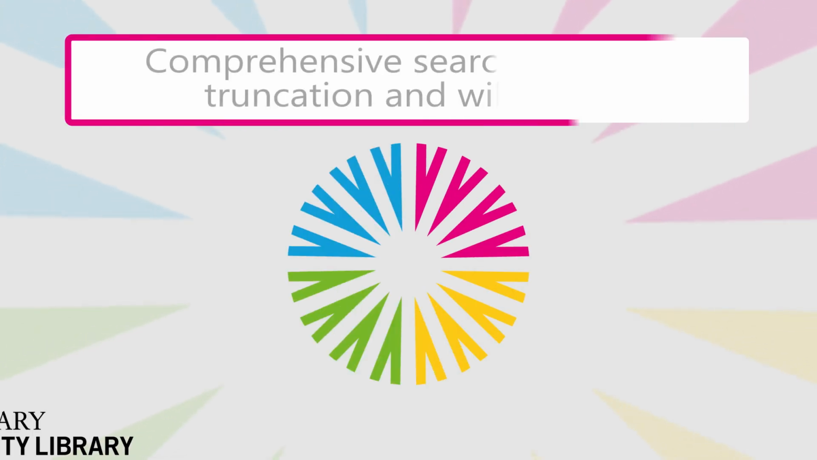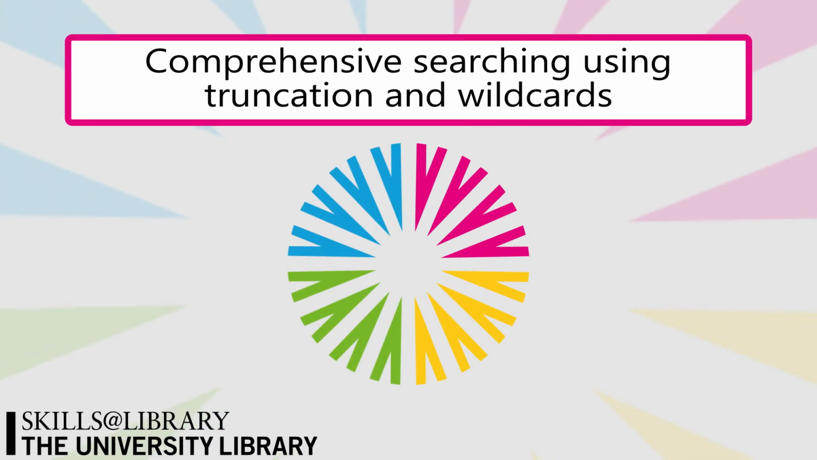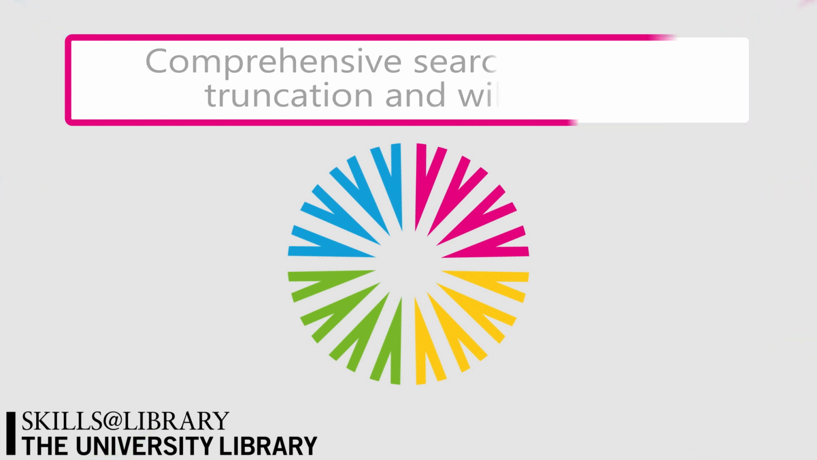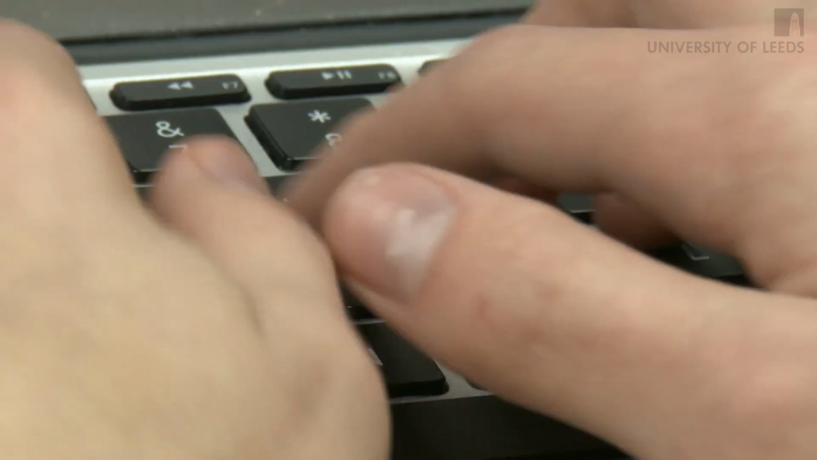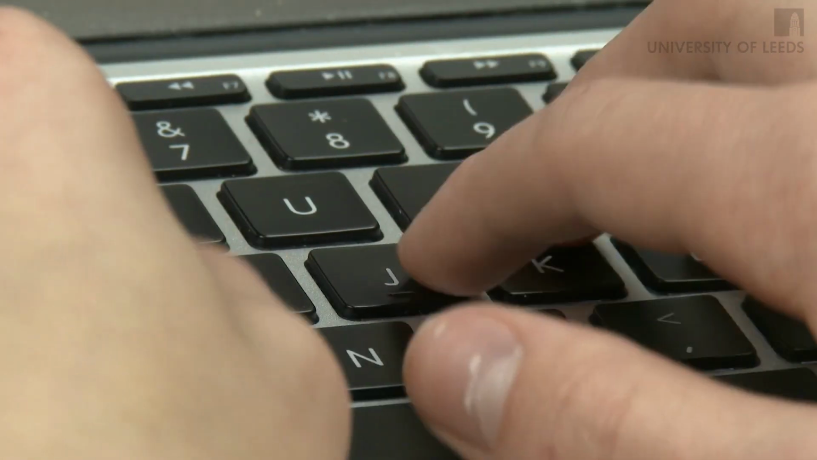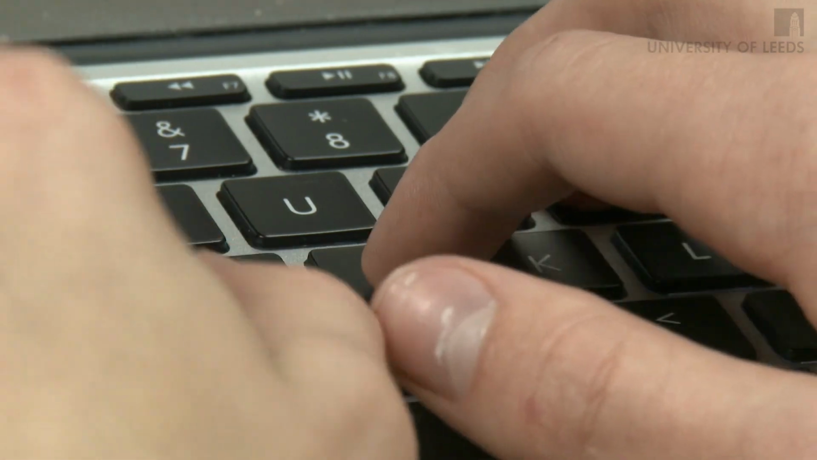There are lots of ways in which you can make keyword searches broader and more comprehensive, so that you can capture the maximum amount of relevant information in your search results. This video tells you about using two of these techniques, truncation and wildcards. Don't worry if you've never heard of these terms before. We'll explain exactly what they do, why you might use them, and how they work.